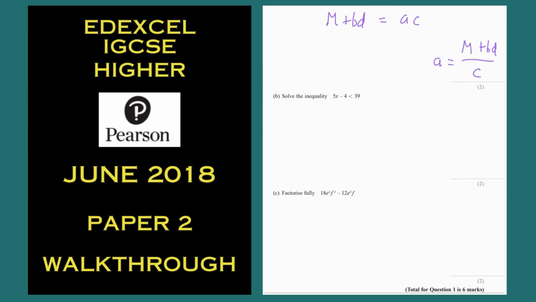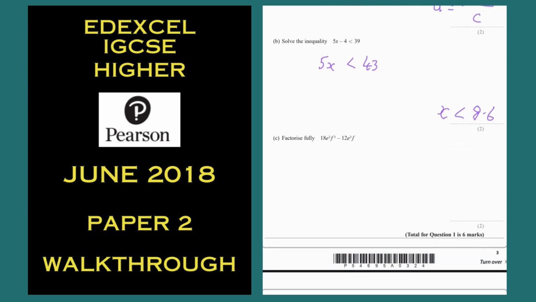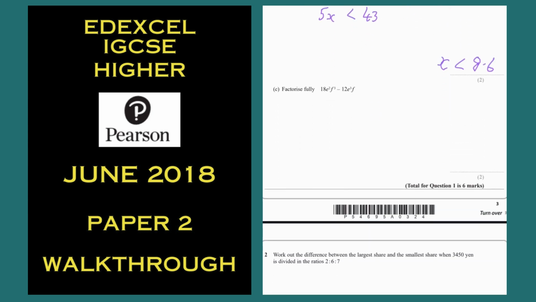On to inequalities. Now, as I do this, just treat it like an equal sign. If you want to work in decimals at the end, feel free. But you add 4 to both sides and divide both sides by 5. 8.6 or 43 over 5. Entirely your choice.